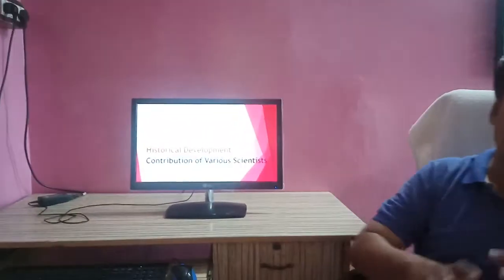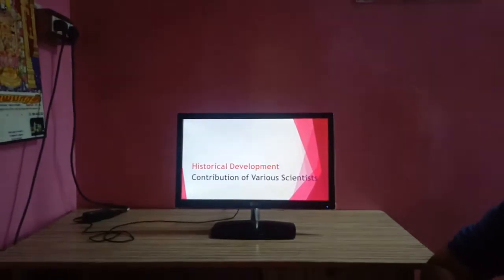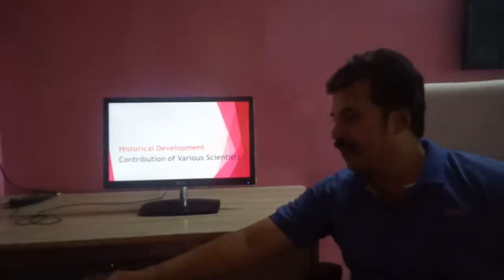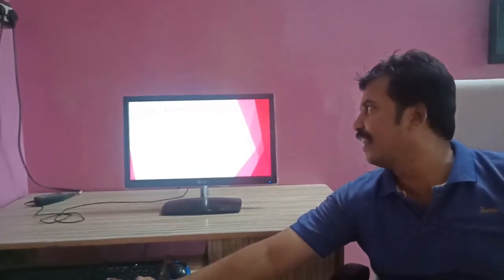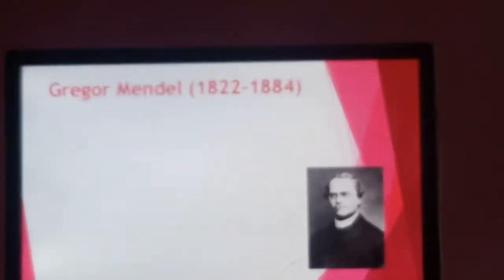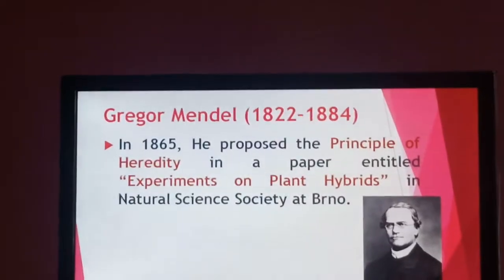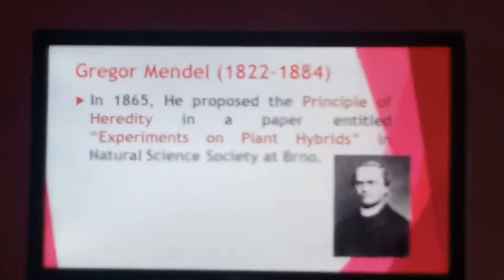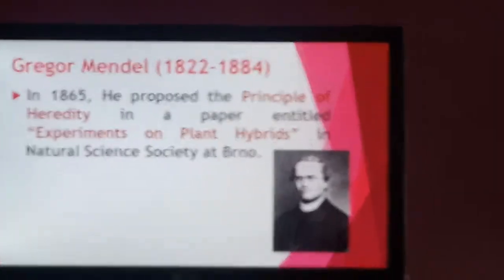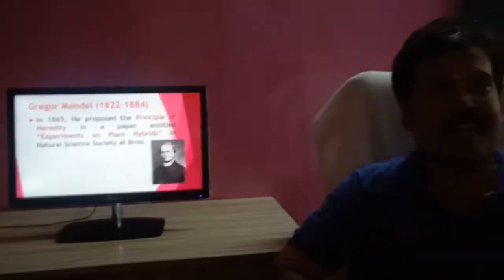Through this historic development, there was a contribution of various scientists to prove that the DNA was the genetic material. The story starts from the concept of genetics put forward by Gregor Mendel. Mendel put forward a theory called the principle of heredity. He put his findings in his paper entitled Experiments on Plant Hybrids at the Natural Science Society at Brunn. He was the first person who brought the concept that the genetic material is transferred from the parents to offspring through his famous pea plant experiment.